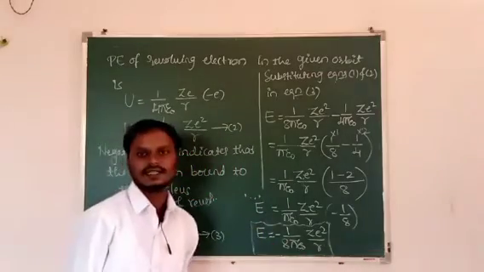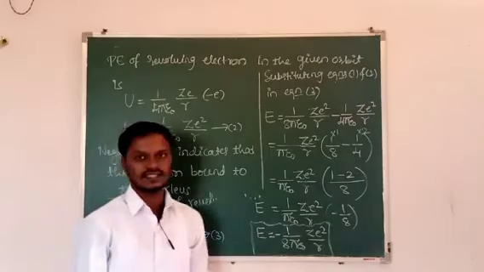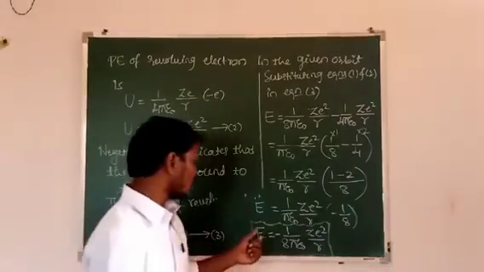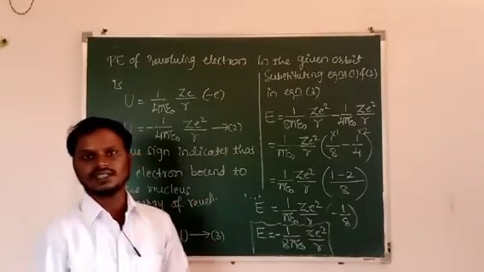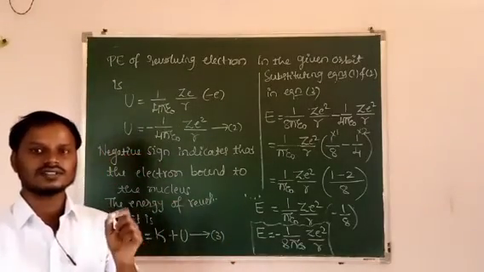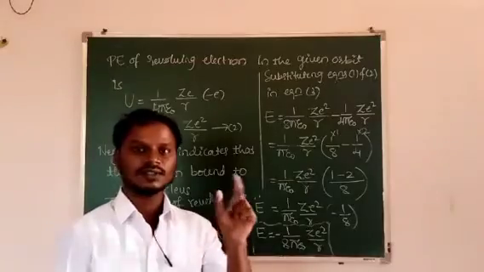So this is the expression for the energy of an electron in the given orbit in terms of radius. What negative sign indicates here? So the energy of the electron is negative because the electron is bound to the nucleus. Means the electron is not leave the orbit of the atom.